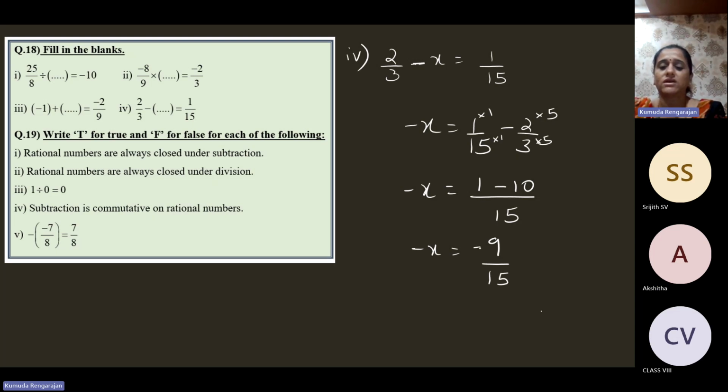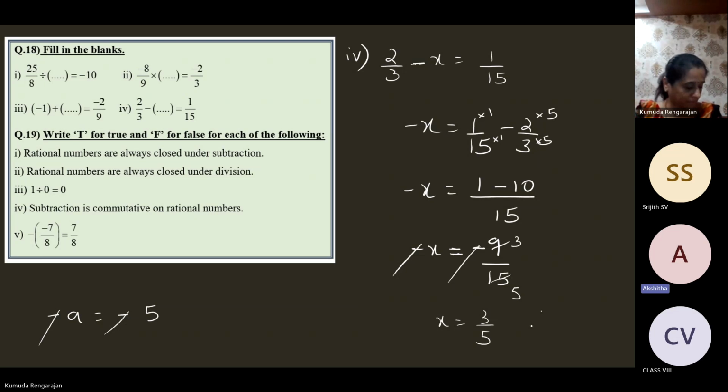Now minus on either side you can cancel. See, supposing you have minus a is equal to minus 5, you can cancel minus and minus like this. So I cancel the minus and minus sign on both the sides. If both are the same sign, we can cancel it. Now simplify. Reduce this fraction. 3 3s are, 3 5s are. So x is equal to 3 by 5. Correct? Yes, ma'am.